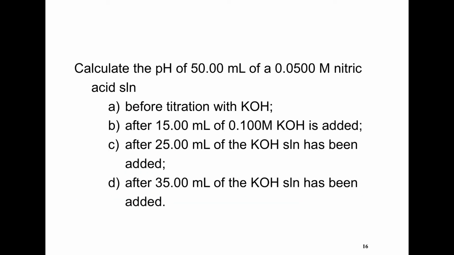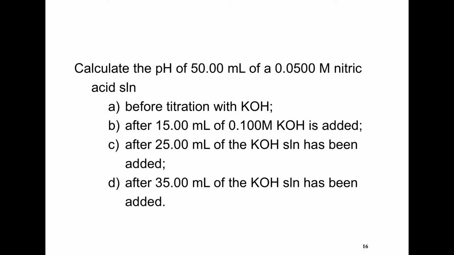So let's do an example. We're going to titrate 50 milliliters of a 0.05 molar nitric acid solution with 0.1 molar KOH. That's a strong acid and a strong base. In this problem, we're going to calculate the pH at each one of these points.